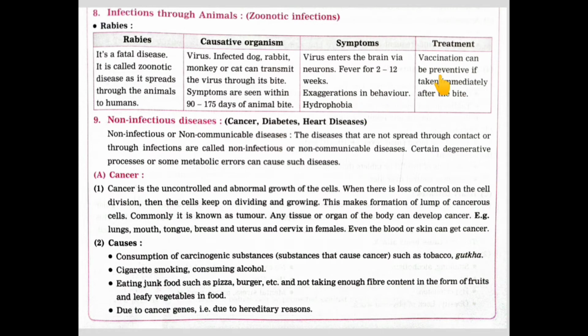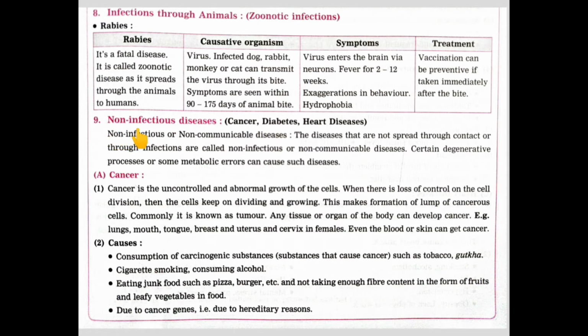And what is the treatment? Vaccination can be preventive if taken immediately after the bite. That's why you have to take care after the bite of an animal. If a dog or cat or monkey, any animal bites you, you have to immediately contact a doctor and take the vaccination for rabies.